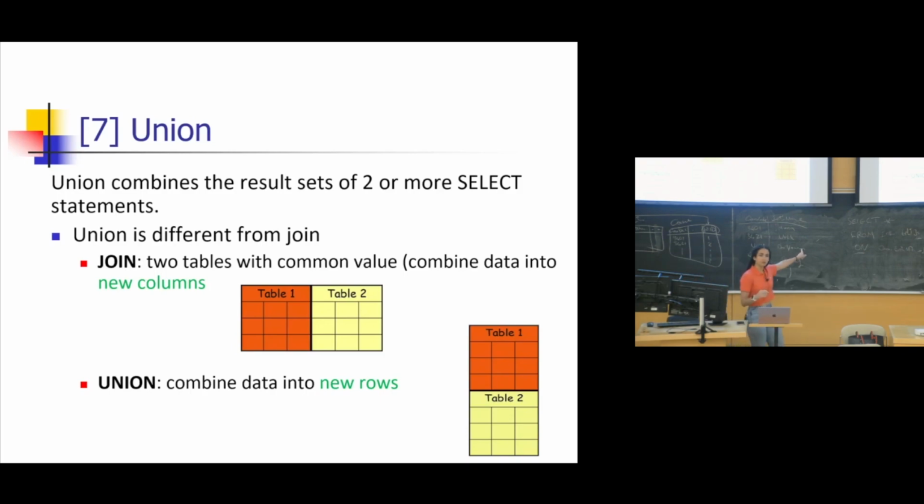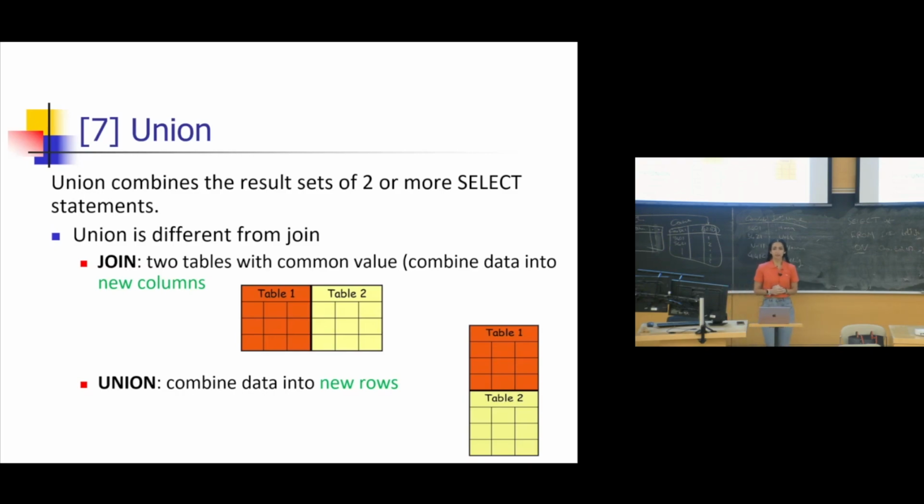Can you tell me from the picture what should be the condition to use union between two tables? Because you cannot union any two tables. They have something in common. And what should that thing be? They should have the same number of columns. You cannot union table 1, which has 10 columns, with a table that has 20 columns, right? That's the first thing.